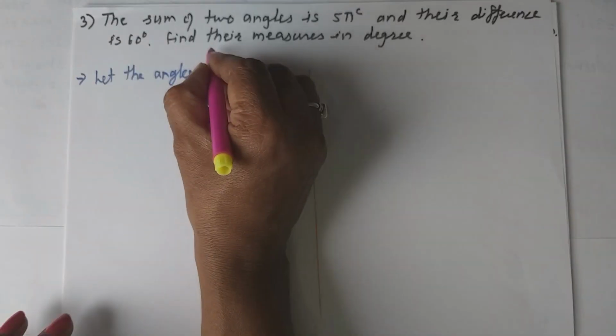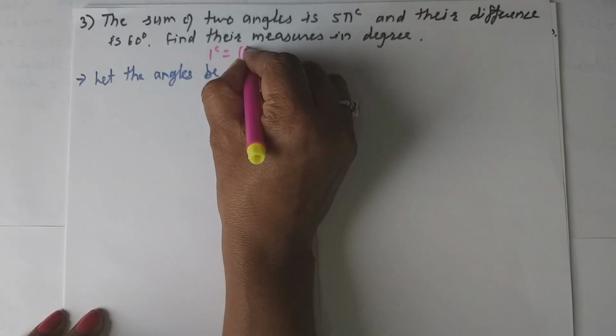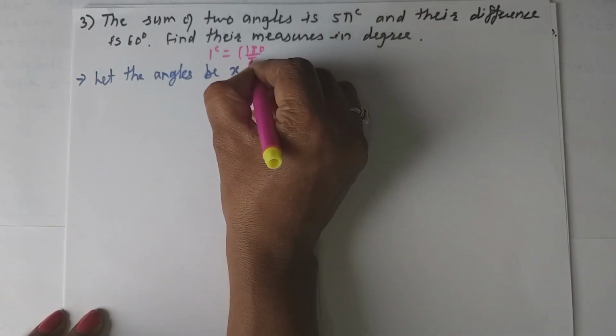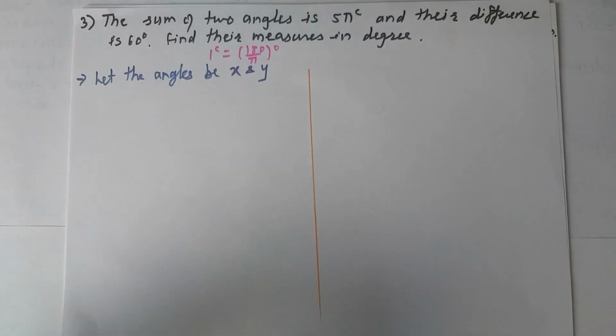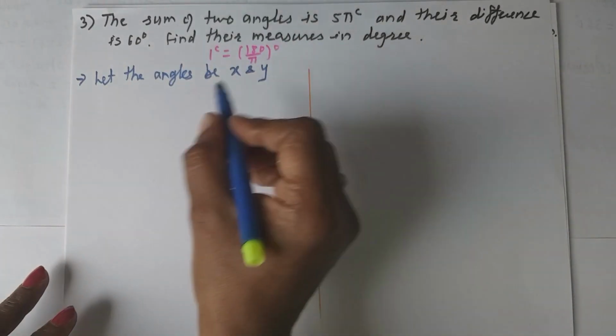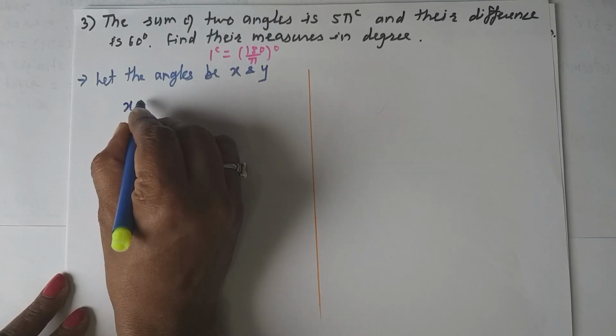We don't know the measure of the angles, so let's suppose the angles be x and y. Then we know that 1 radian is equal to 180 divided by pi degree. Then what is given here? From this information, I can write two equations.